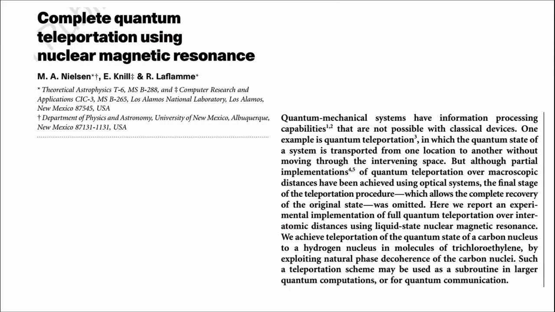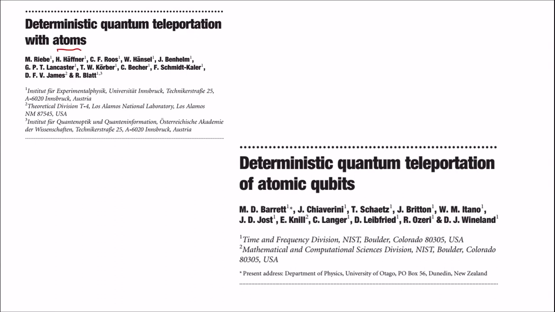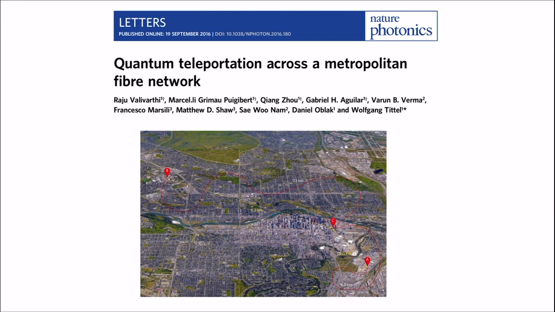Quantum teleportation has been realized over atomic distances using nuclear magnetic resonance, as reported by Nielsen's group. Then it has been reported with atoms as well as atomic qubits and so on. All these results were reported only for very short distances. However, in 2016, a research work was reported where quantum teleportation across a metropolitan fiber network was achieved, and they reported quantum teleportation over a distance of 6.2 kilometers.